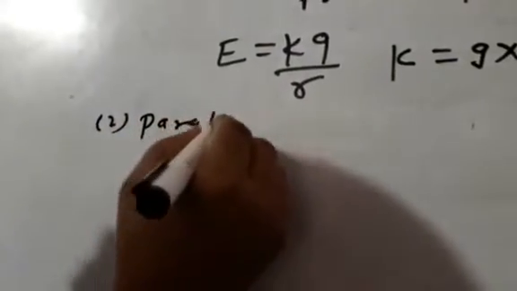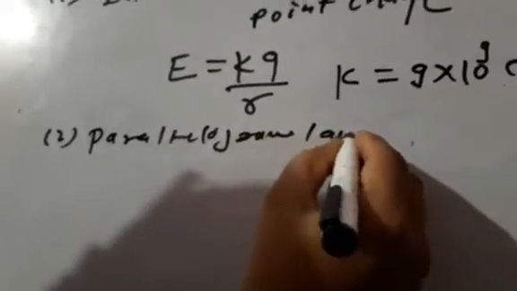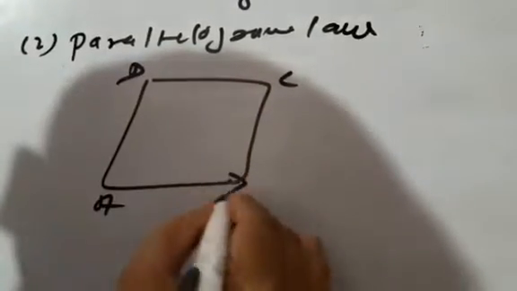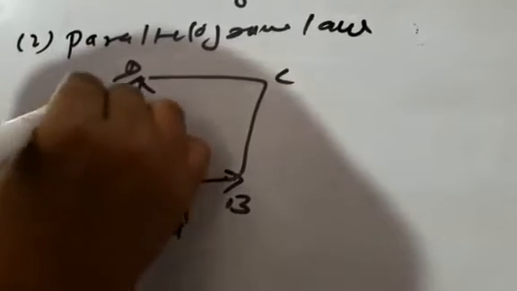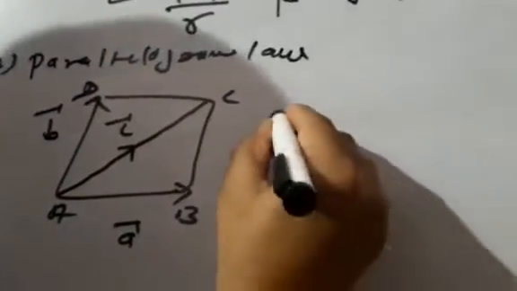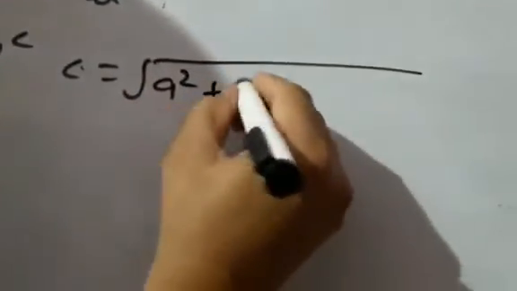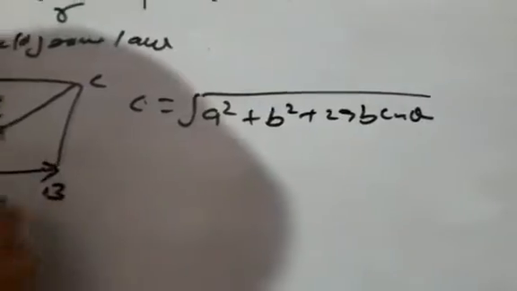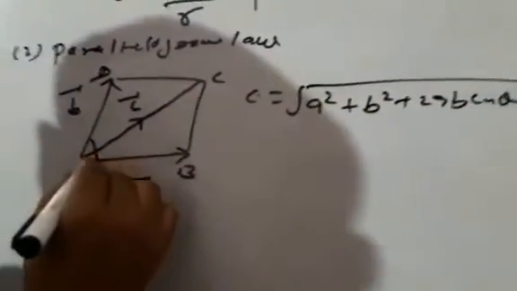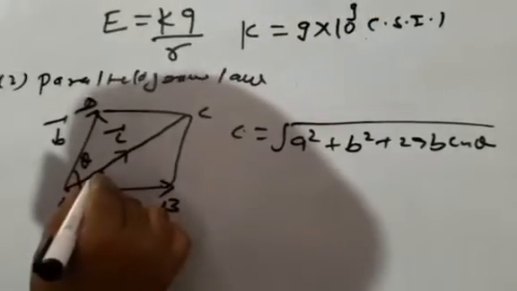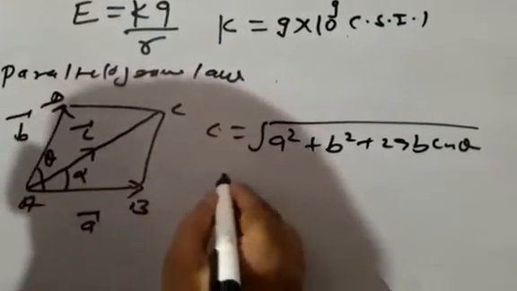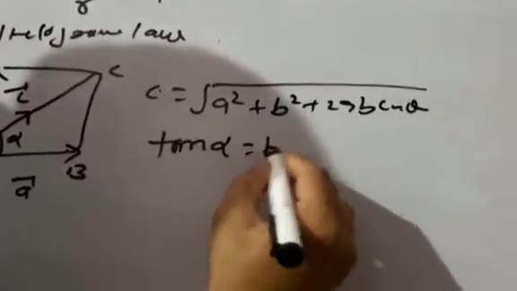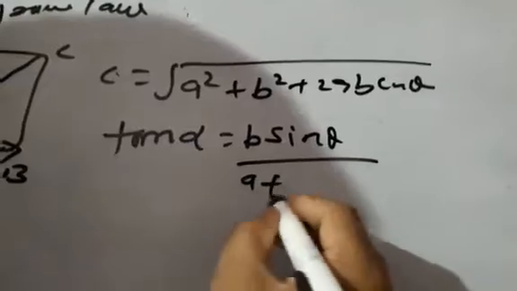Second, parallelogram law. If two vectors are represented by two adjacent sides of a parallelogram, then their resultant is represented by the diagonal, and magnitude of resultant C equals under root A square plus B square plus 2AB cos theta, where A and B are magnitudes of vector A and vector B, and theta is the angle between vector A and vector B. If the angle between resultant and vector A is alpha, the direction formula is tan alpha equals B sin theta upon A plus B cos theta.